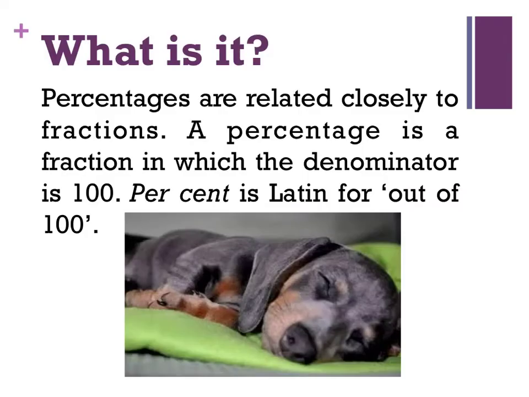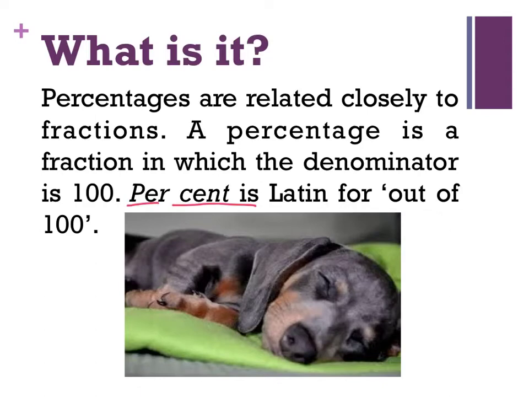Let's begin. You need to write this down in your book. Percentages are related closely to fractions. Okay, we learned how decimals were related to percentages, and decimals were related to fractions. Now we're going to learn how percentages fit in. A percentage is a fraction in which the denominator is 100. So percentage is Latin for out of 100. Percent, that means out of 100.